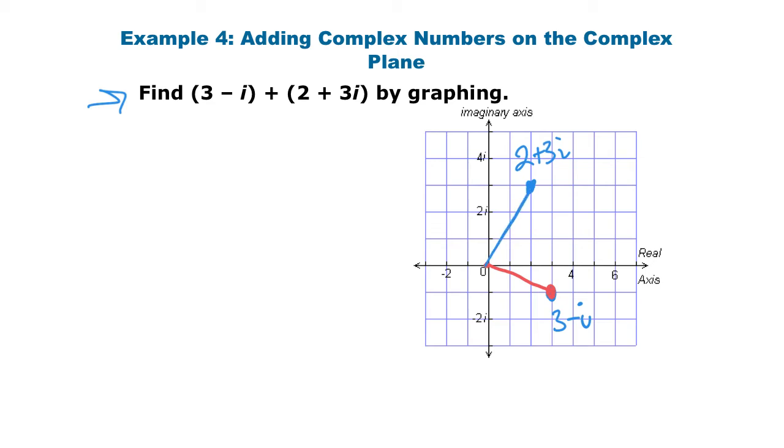Now we're going to draw a parallelogram. And so I'm going to look at this side here. Notice that this line goes down 1 and over 3. So I'm going to go up to my other point here and go down 1 over 3, put a point there, and draw a line.